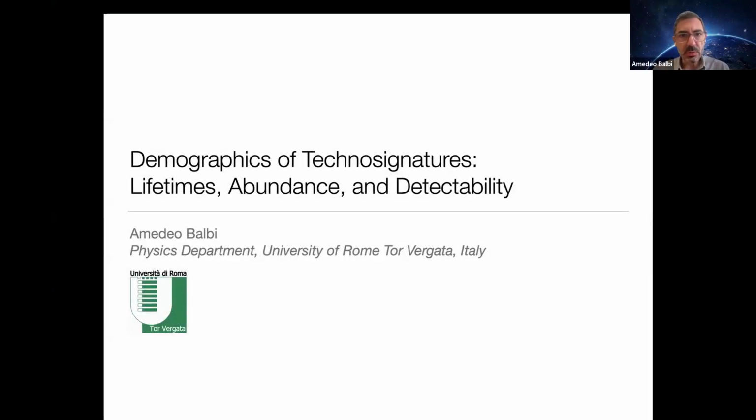The thing I would like to discuss in this presentation has to do with technosignatures, and in particular with what I call the demographics of technosignatures, which is basically trying to understand what we can say about lifetimes, abundance, and detectability of technosignatures and how they influence each other. So, how the chances of detecting technosignatures depend on their demographics.